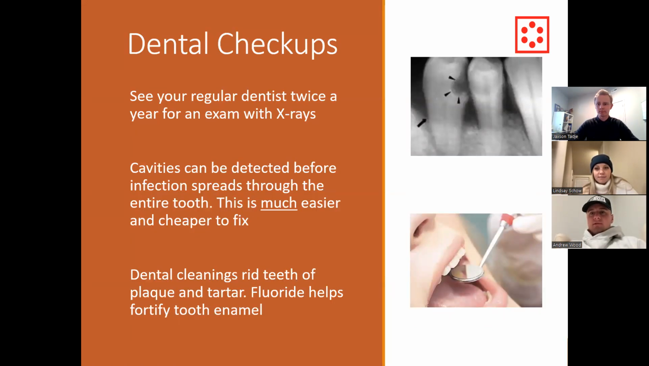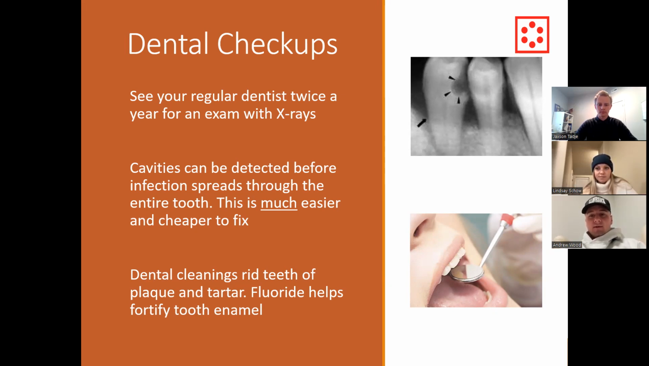Alrighty, dental checkups. We kind of talked about this earlier, but it's recommended you go twice a year to see your dentist. What happens at these dental checkups is you'll get x-rays once or twice a year for an exam. That way they can see the beginnings of cavities, so you can prevent them in better forms. Cavities can also be detected before an infection begins to spread through the entire tooth. This is much easier and cheaper to fix.